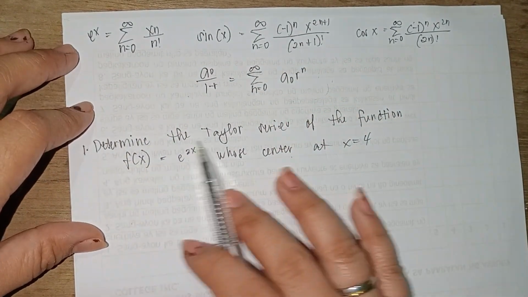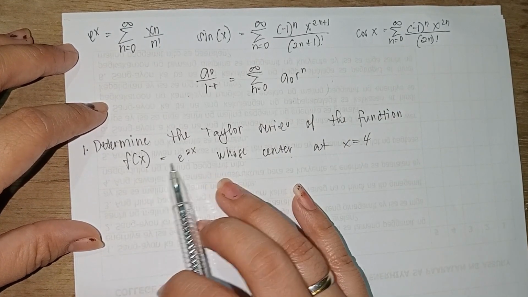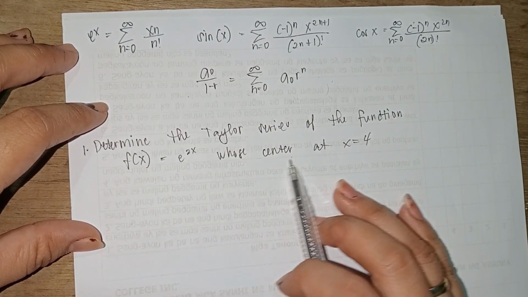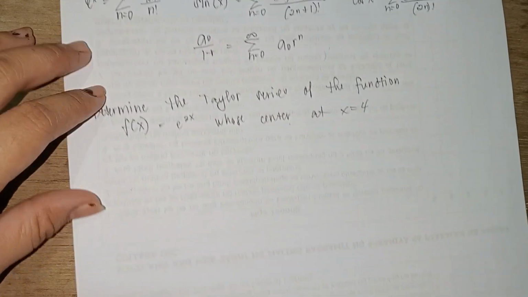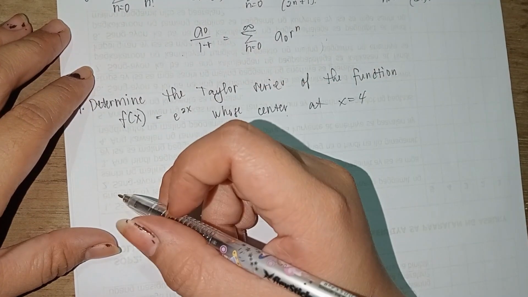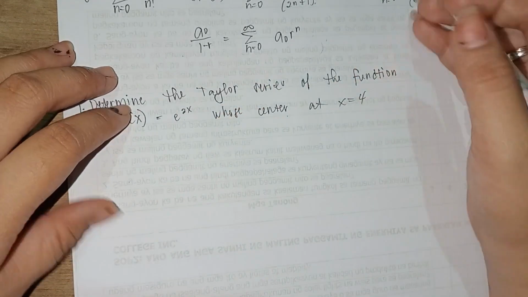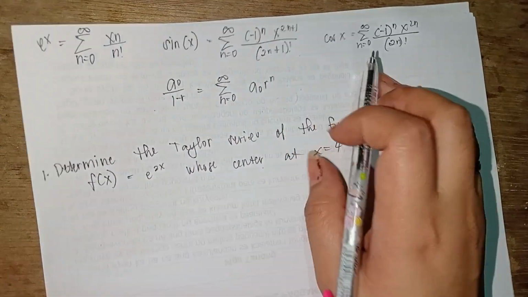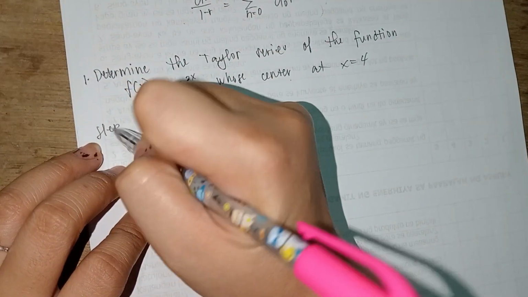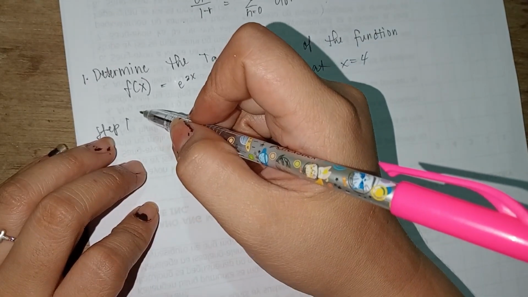So, given the problem, determine the Taylor series of the function f of x is equals to e raised to 3x whose center at x is equals to 4. Now, pwede natin gamitin yung 3-step method dito. But first, in order to use the step method, kailangan pa rin natin i-memorize itong tatlong ito. So, the first step is determine the Maclaurin series of the given equation.